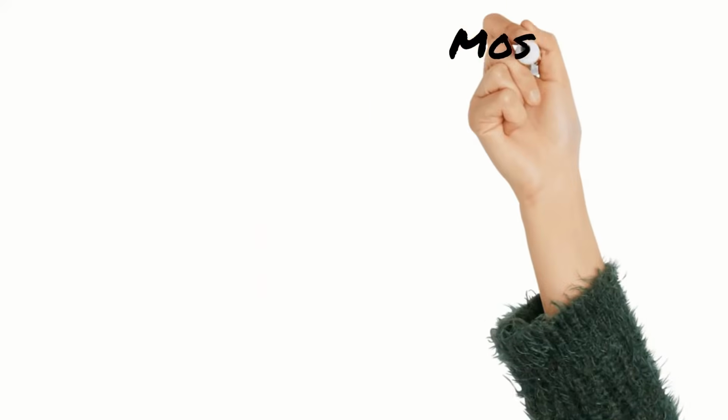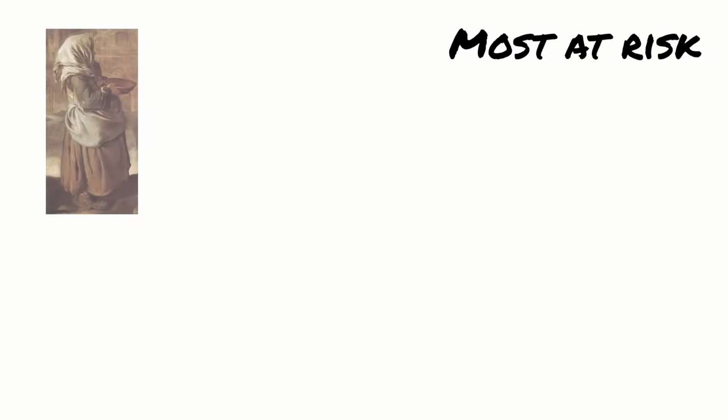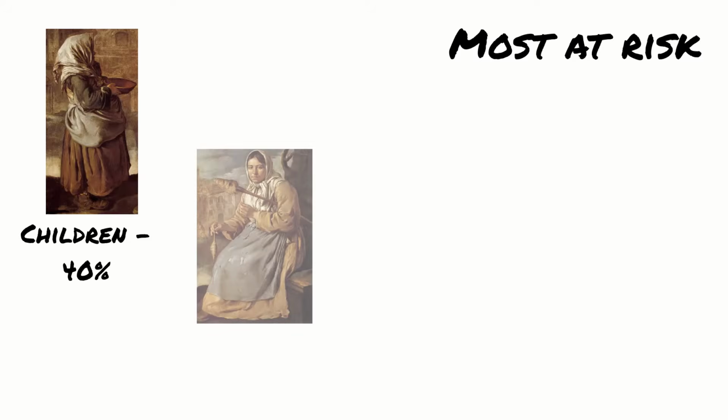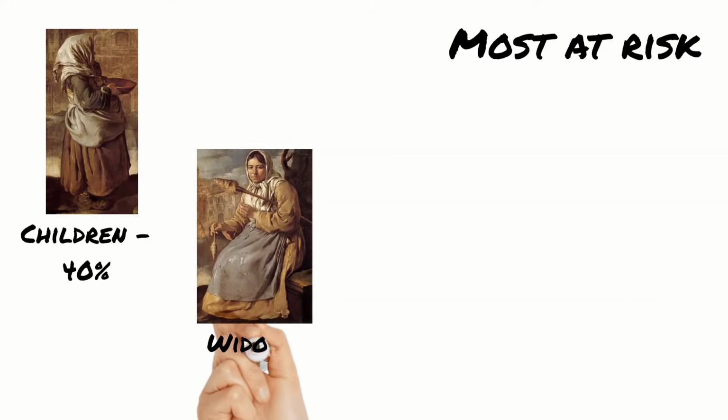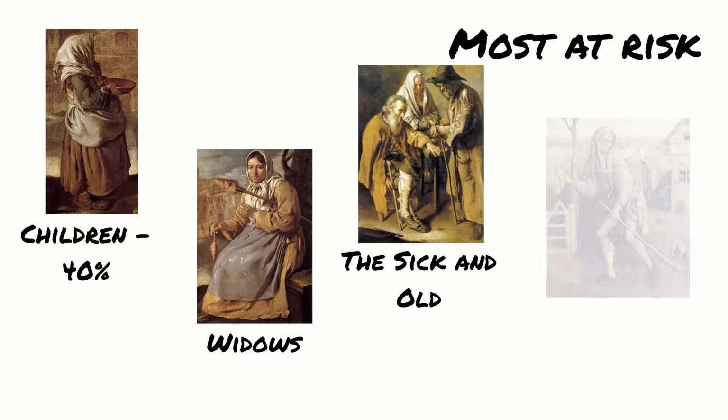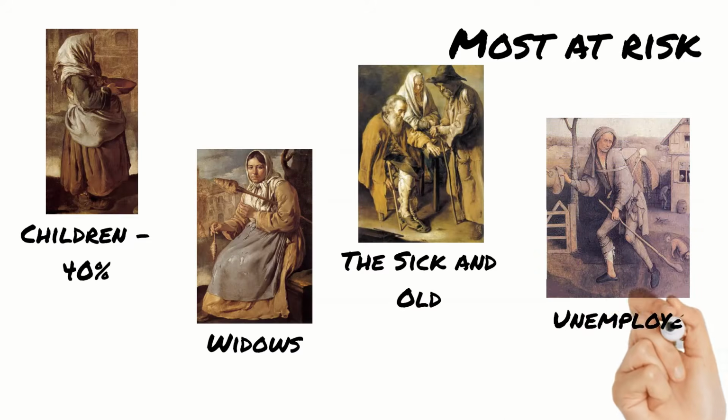There were groups in society that were particularly likely to be in poverty. For example, children under 16 made up over 40% of those claiming poor relief. Many of these children were orphans. Another group particularly hard hit was widows. When their husbands died, they were unable to work and earn enough money to support themselves and their children because of the inequality in work for men and women. The sick and the elderly were unable to work and therefore could not earn any money, and those who became unemployed for whatever reason found themselves claiming poor relief.